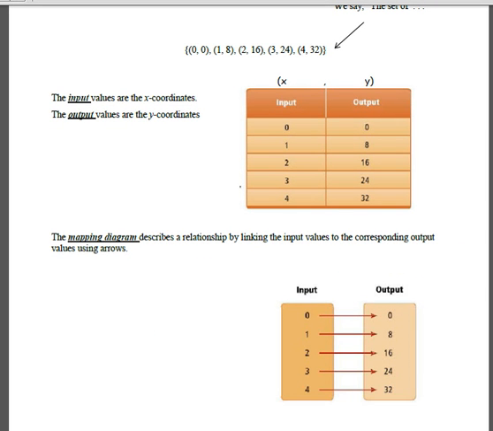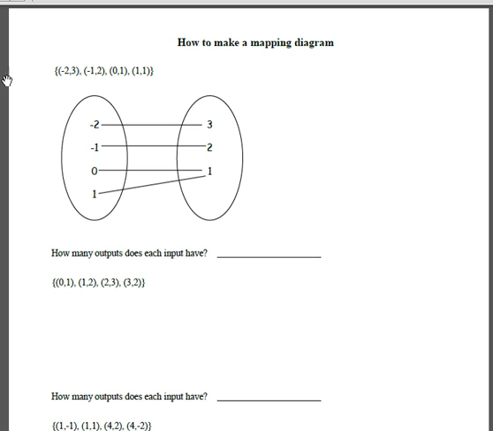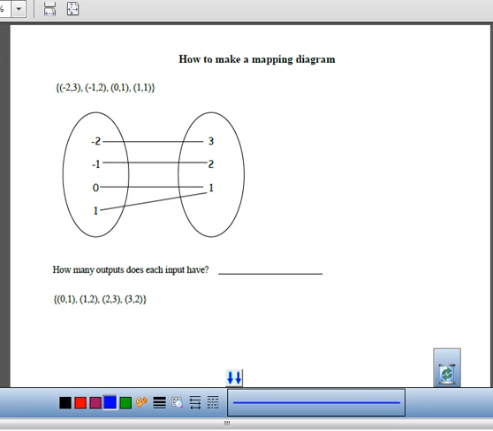So over on the next page, so that was page 12, we're going to look at page 13 next. How to make a mapping diagram. So what you do is, you list your input values all together. So you'll see they give us the set of ordered pairs, see the little curly brackets, okay? And we've got our input, and our output. Another way to write this is our x and our y values, okay?